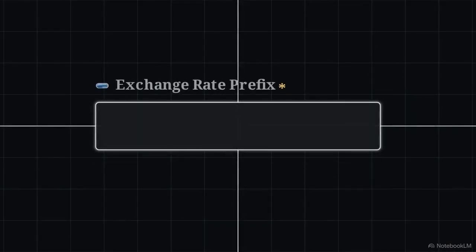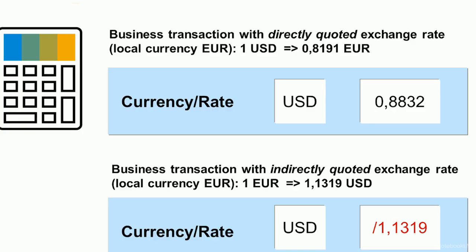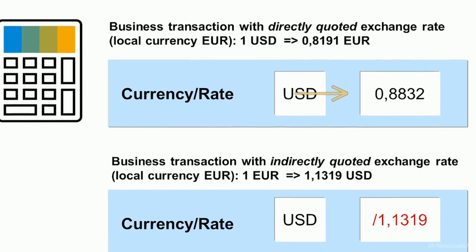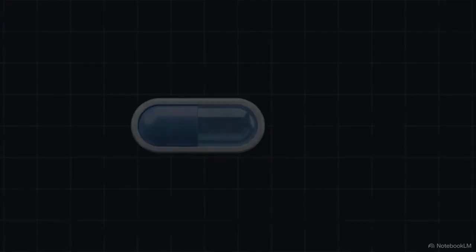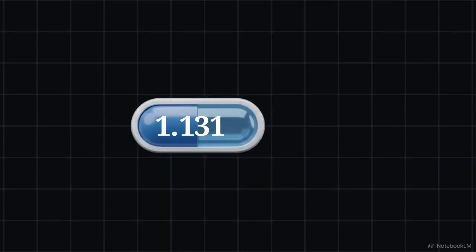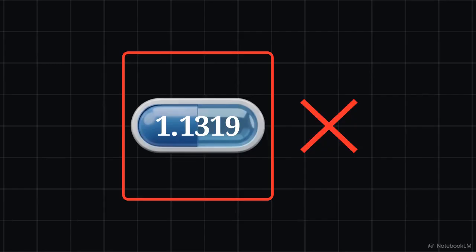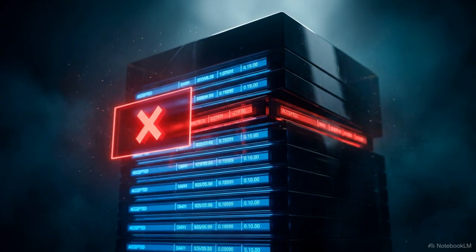So the software forces users to declare their orientation using a strict prefix system. Look at the first entry block here. Leaving the prefix space blank denotes a direct quotation. Down below, the red / forces the system into an indirect quotation. If someone tries to enter a rate without defining the direction, the system rejects it entirely. This tiny formatting rule blocks a catastrophic typo from ever reaching the global ledger.